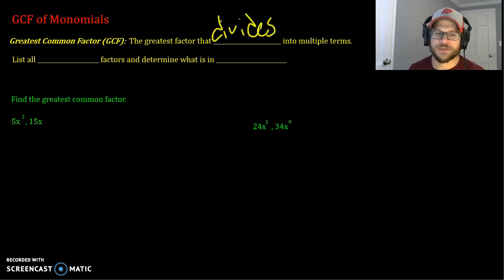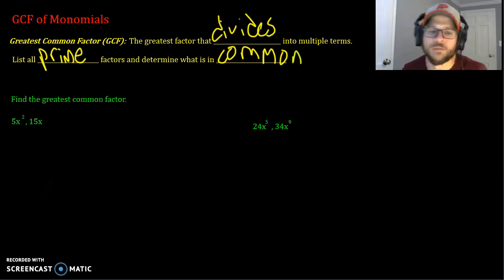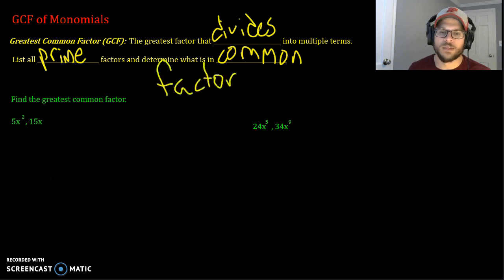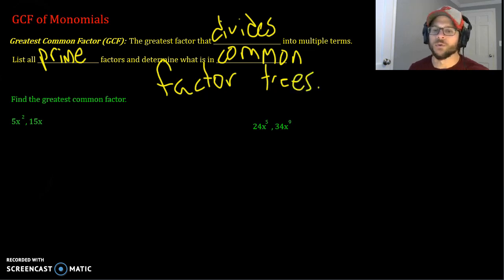into multiple terms. And when you are looking for this GCF, you're going to list all of the prime factors and determine what is all in common between them. Now, if you look back into the very first unit, I had a video that went over factor trees. You can still use these to find your common factors between your two or your multiple monomials.